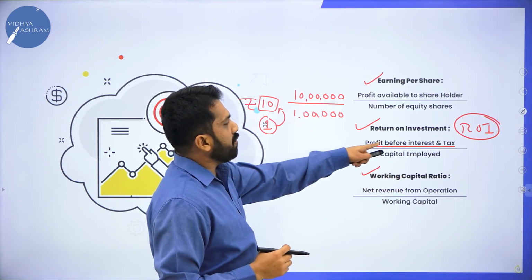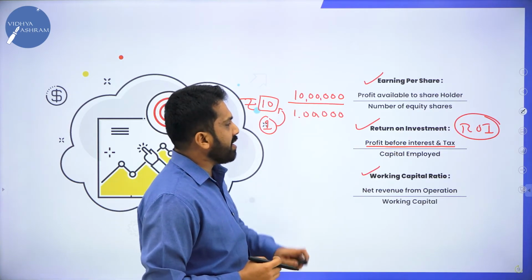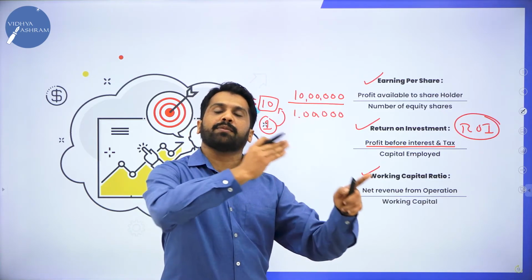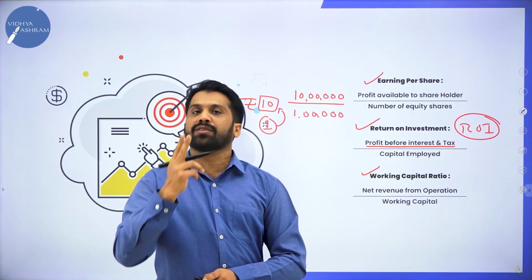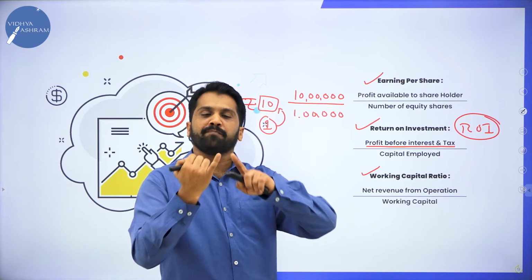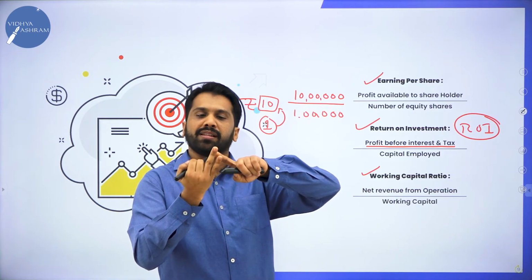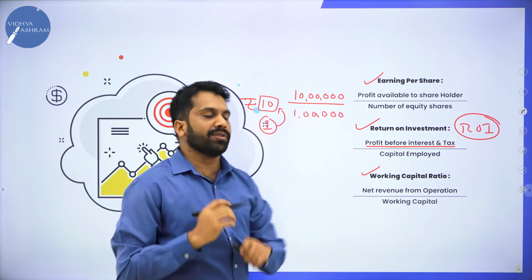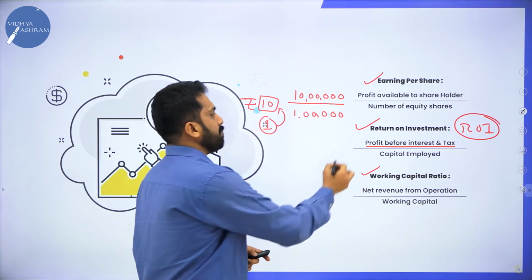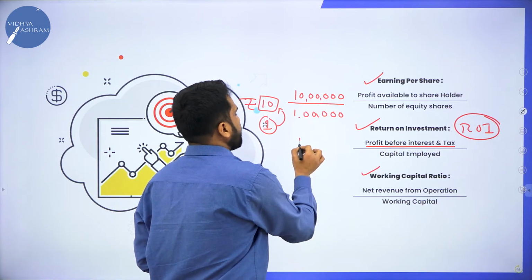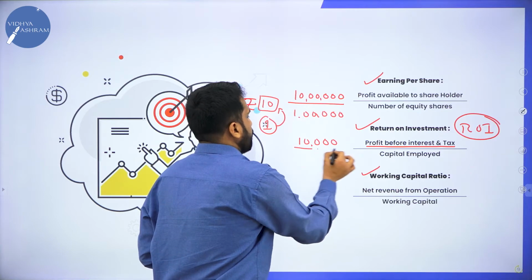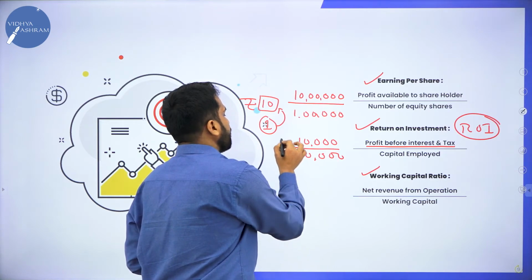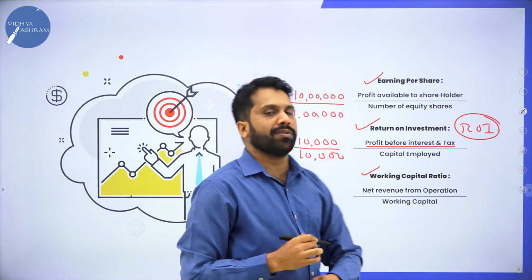Profit before interest and tax divided by capital employed. Capital employed we already calculated in the previous session. There are two formulas there. One formula is your total equity shares, total reserves and total profit, which is called capital employed. For example, profit before interest and tax may be 10,000 and your capital employed may be 10,000. If you divide, what is your answer? 1 rupee.